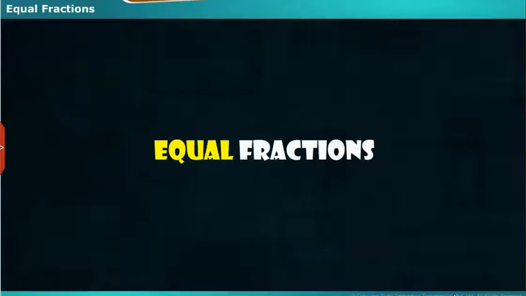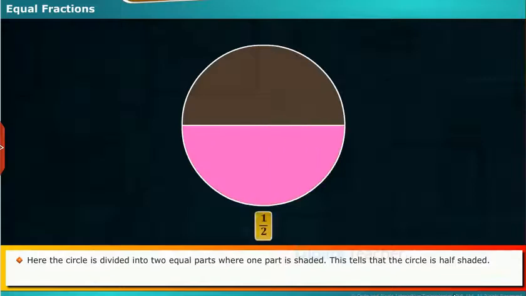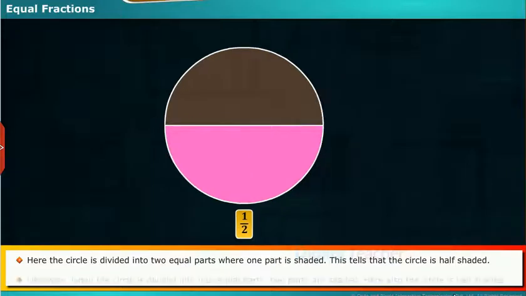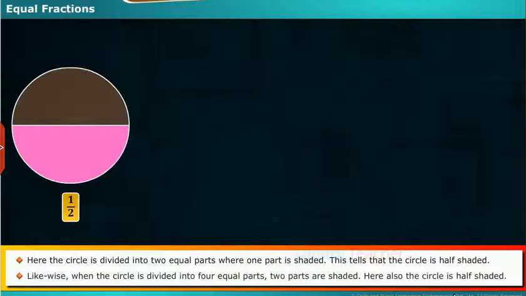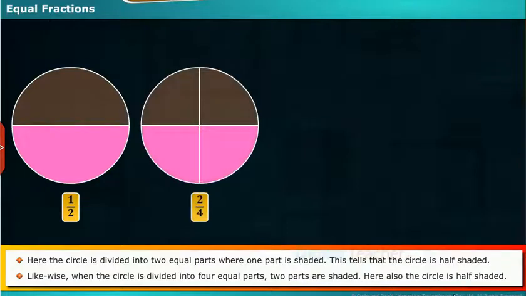Now, we are going to see about equal fractions. Here the circle is divided into two equal parts where one part is shaded. This tells that the circle is half shaded. Likewise, when the circle is divided into four equal parts, two parts are shaded. Here also the circle is half shaded.